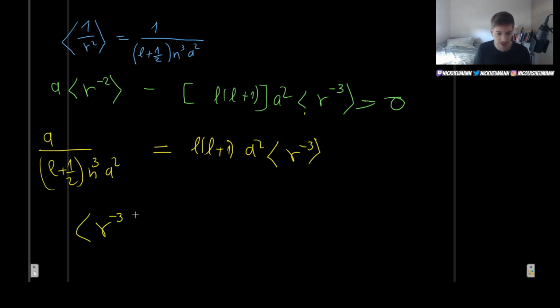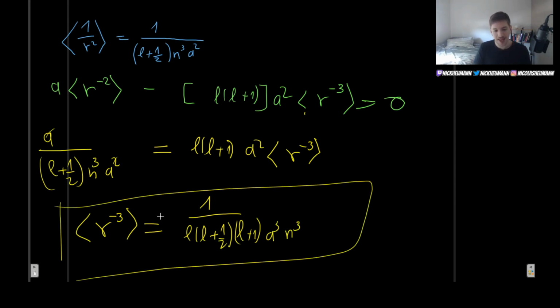So the expectation value of r to the minus 3 is going to be, well, one of these a's will cancel out. So we get 1 over L plus 1/2, L plus 1, and then we get a cubed, n cubed. And there we go. That's it. And this is what we then have to plug into the Hamiltonian for the spin-orbit coupling. But as you can see, Kramer's relation is an extremely valuable tool, because it can be really annoying to find these expectation values if we use just the traditional methods. So both the Feynman-Hellmann theorem and the Kramer relation are honestly a really big help.